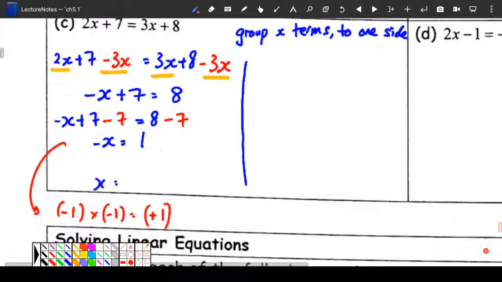Do I times negative 2? No, because I want only 1, right? If I times negative 2, then here we have 2x. No, I don't want. I just want 1x. So over here, this one will be times negative 1. This one will be times negative 1. So what do you think x will be? What is 1 times negative 1? Negative 1. So I have negative 1.